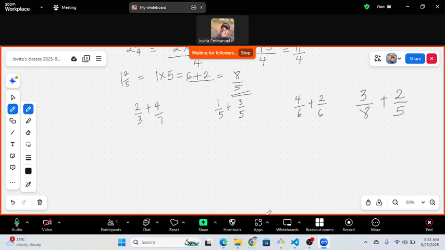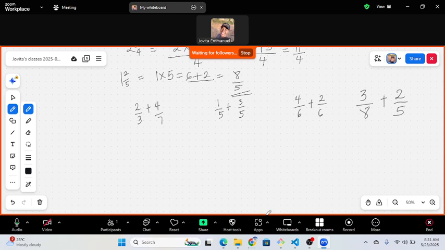So that makes them unlike fractions. Then in this case, 1 over 5 plus 3 over 5, are they like fractions? They are like fractions because their denominators are the same.